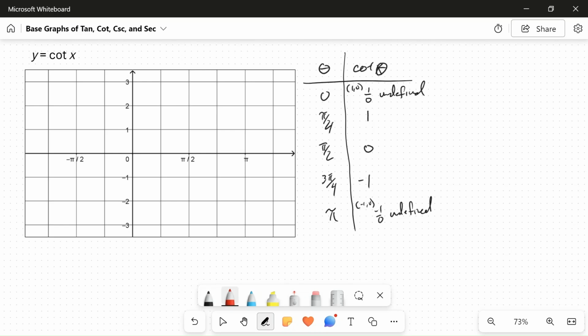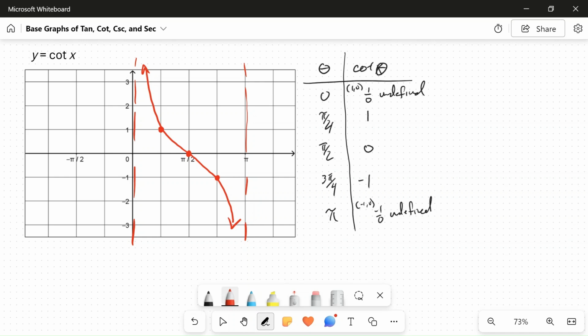Okay, so if we graph what we have here, we have a vertical asymptote at x equals 0, and we have a vertical asymptote at x equals pi. At pi over 4, we have a y coordinate of 1. At pi over 2, it's 0, so that's our x-intercept. And then at 3 pi over 4, it is negative 1. Okay, so we have a similar kind of shape that we saw with tangent, but this time the graph is actually decreasing. So tangent is an increasing function. Cotangent is a decreasing function.